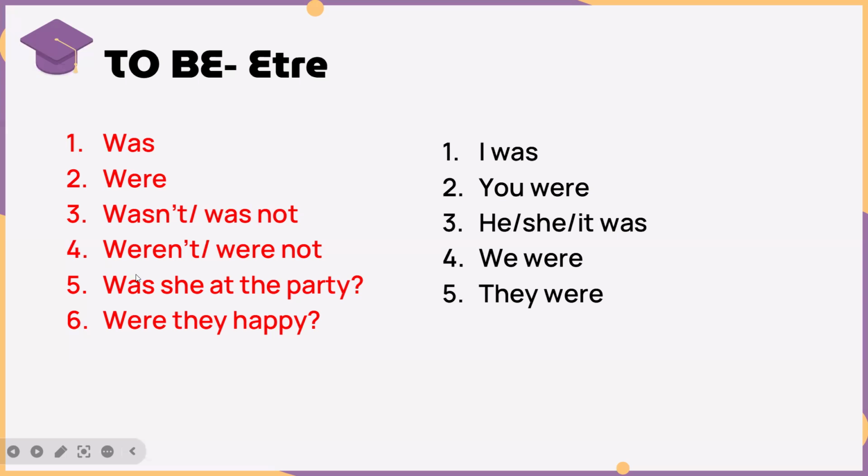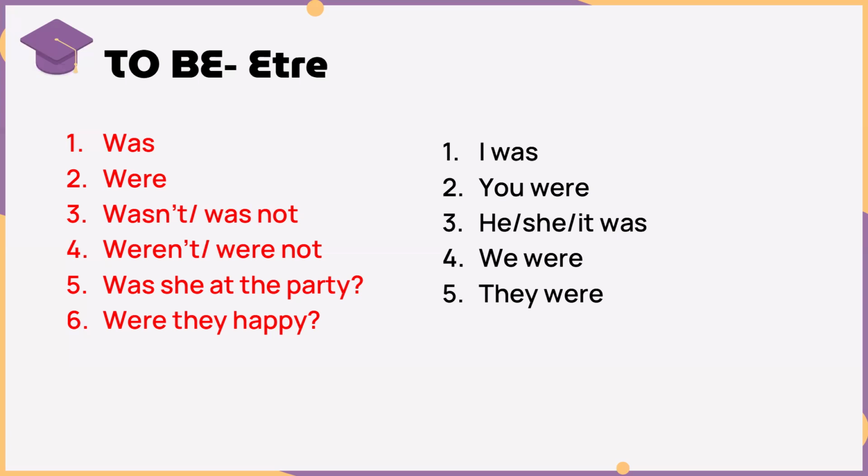And for the question forms, we have to start the question with the verb to be. So in this case, was or were. Was she at the party? Were they happy? Okay, so the same structure as we saw, but in this case, we do not need to use the auxiliary verb to do because to be is very independent, okay? So it can function on its own. Perfect.